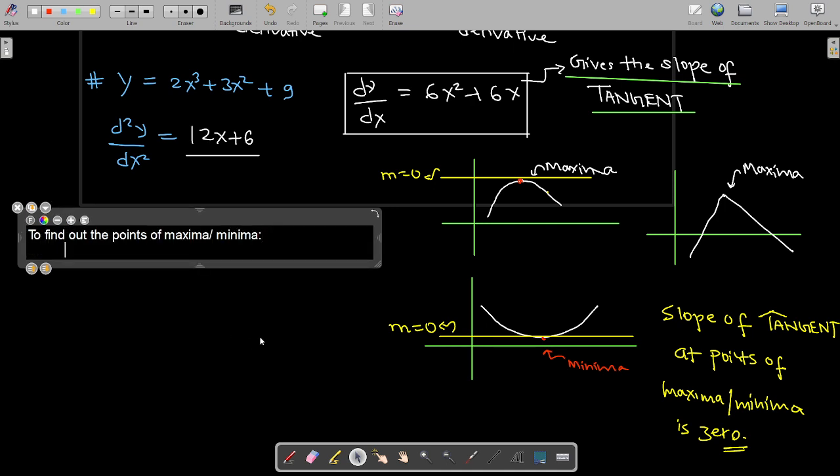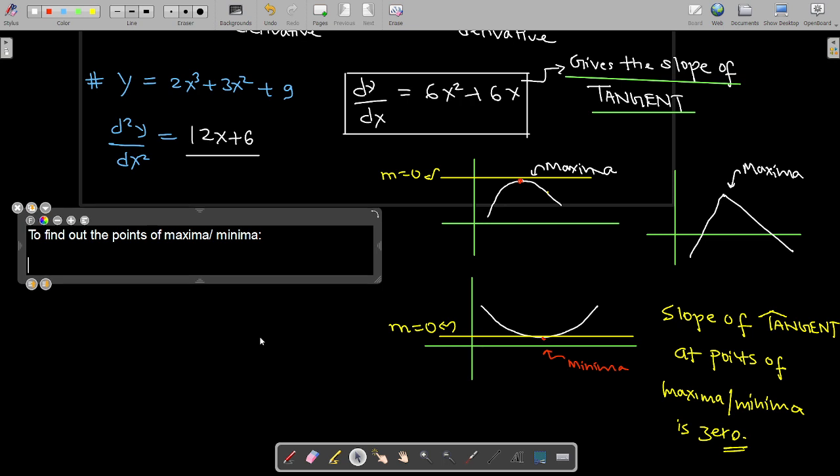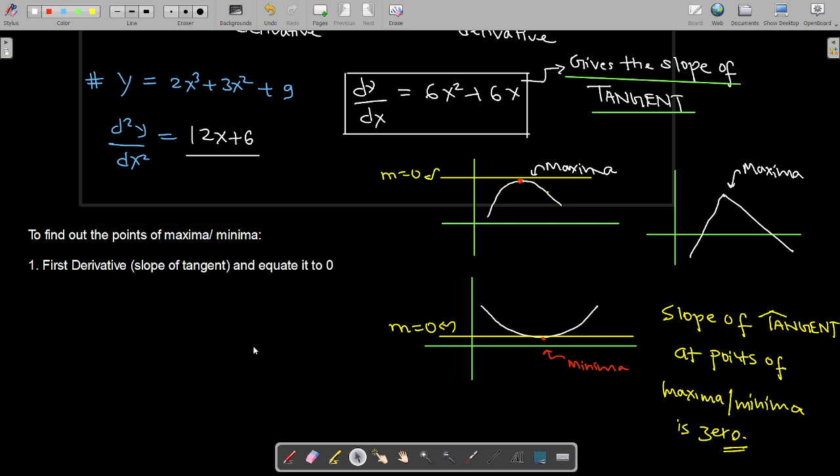The very first step for that is doing the first derivative. First derivative means the slope of the tangent, right? Slope of tangent. Find the first derivative and equate it to 0. You get this step or not? You first find the first derivative and equate it to 0.